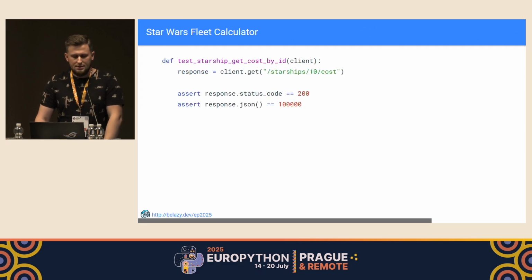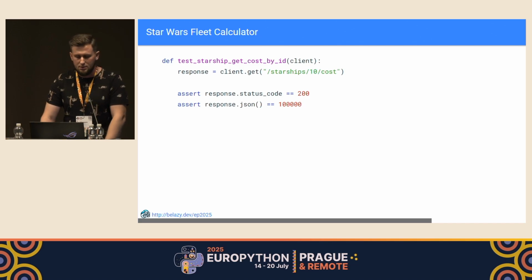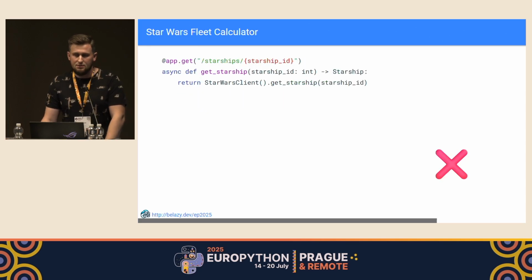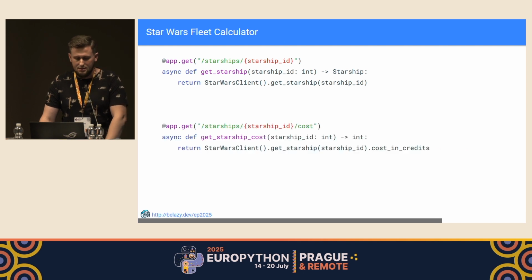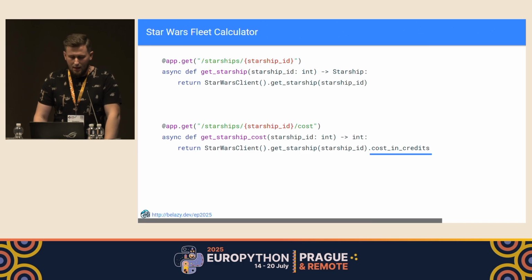I want to do something more, so I want to have the cost of the ships. So for this ID 10, I want to just return the cost, and I have a response only with the integer value. And of course, it does not pass because the endpoint doesn't exist. And it is really simple. It's very similar to the previous one, but now we are only returning this cost in credits value from our object, and the test is passing.